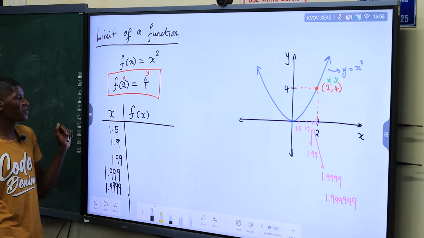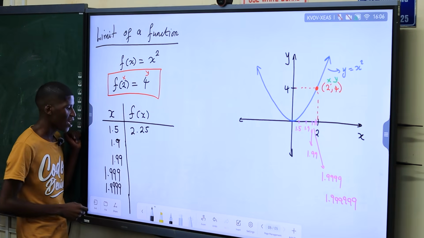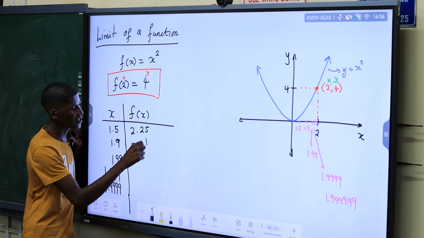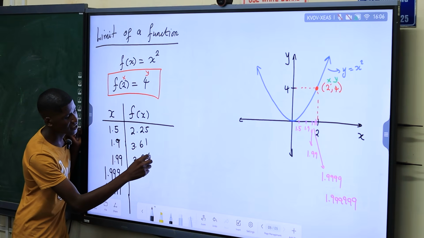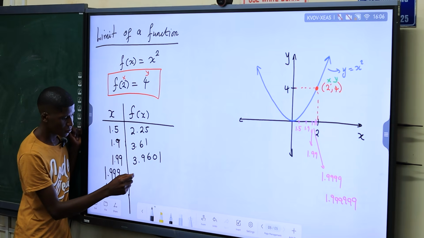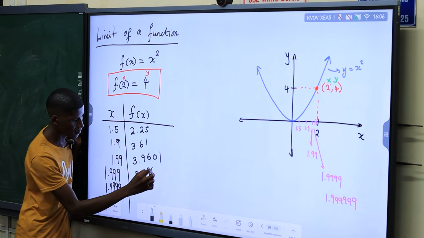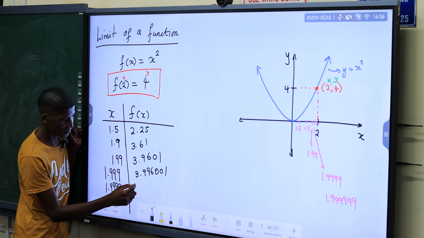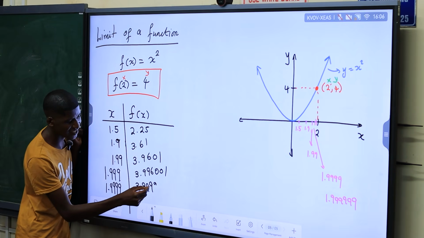So now 1.5 squared as a decimal is 2.25, right? 1.9 squared is 3.61. 1.99 squared is 3.9601. And then 1.999 squared is 3.996001. Then 1.9999 squared is 3.99960001.